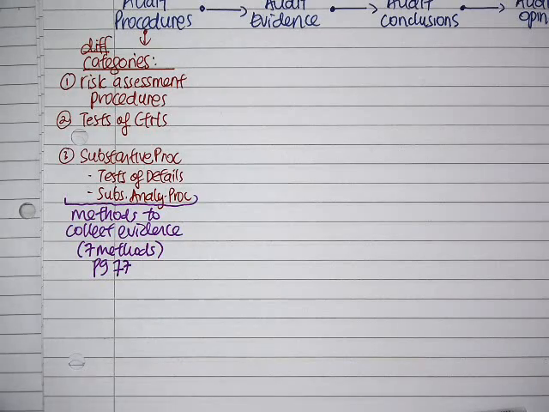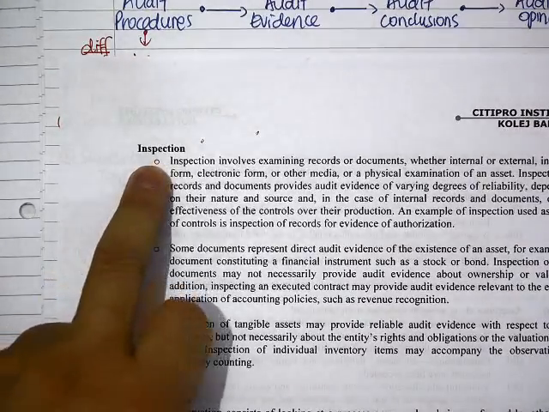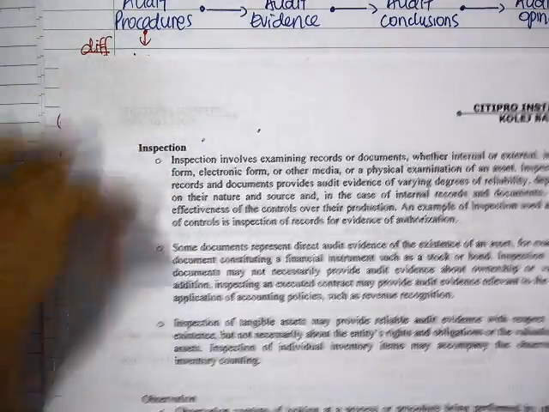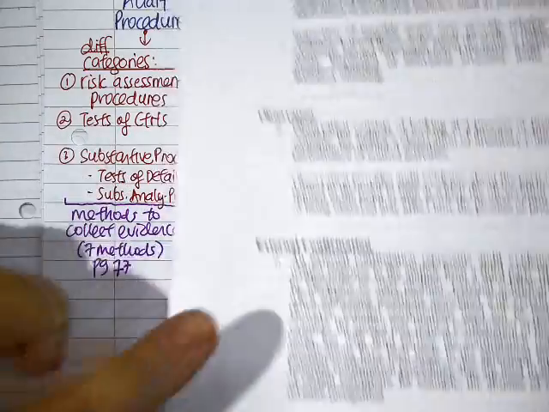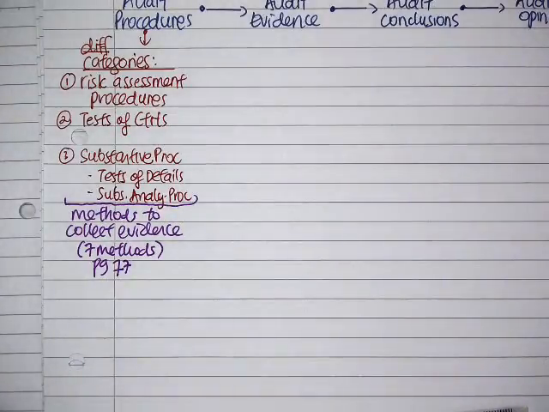Now, friends, we can have inspection. I'll run through later on. Inspection, observation, confirmation, recalculation, reperformance, AP, and inquiry. Now, these are the methods. Understand or not? The methods are the same. You can use inquiry for risk assessment. You can use inquiry for test of control. You can also use inquiry for substantive procedures. You're using inquiry for all the 3.